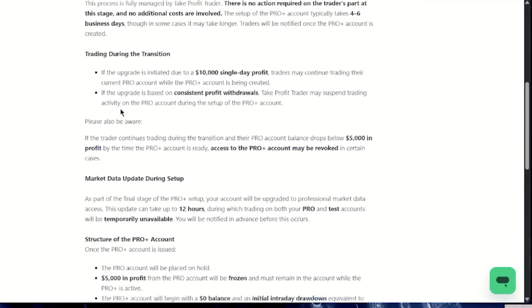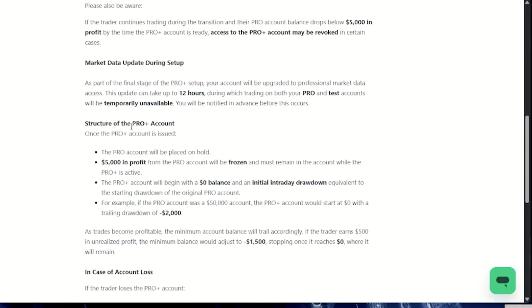Okay, structure for your Pro Plus account. Once your Pro Plus account is issued, the Pro account will be placed on hold. So your Pro account, your sim funded account, will be placed on hold. $5,000 in profit from your Pro account will be frozen and must remain in that account while the Pro Plus is active. The Pro Plus account will begin with a $0 balance and an initial intraday drawdown equivalent to the starting drawdown of the original Pro account.